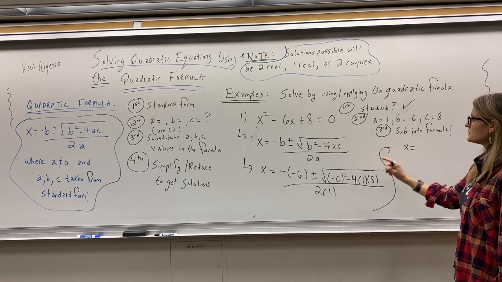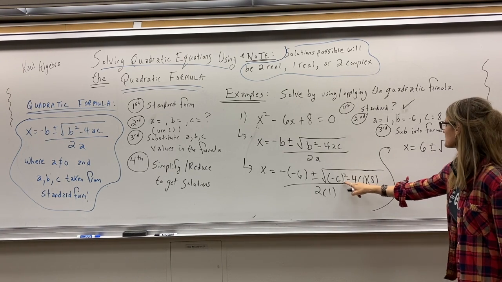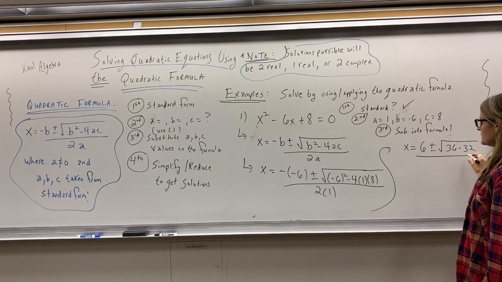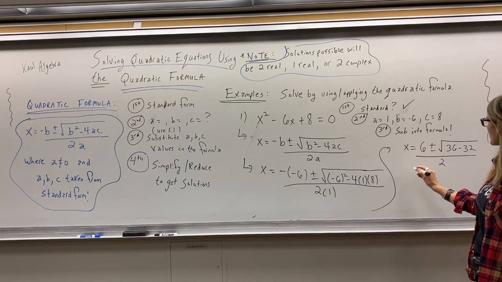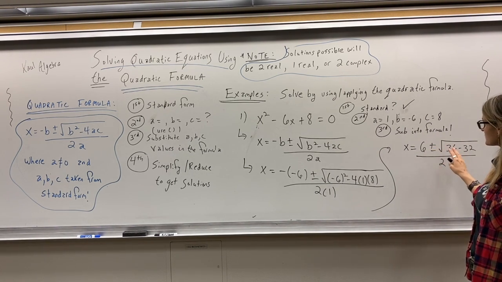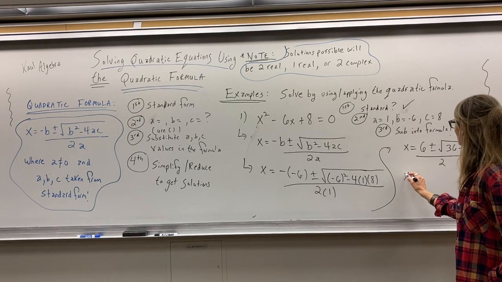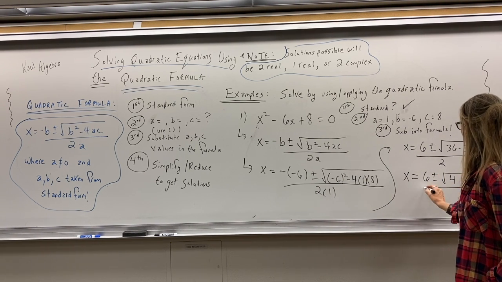We have x equals, that could be simplified to 6 plus or minus the square root of 36 minus 32, over 2. Okay. And I could go a little further with this. I could see that I could simplify this, and then it's a matter of how far can I go in reducing it and applying my rules of radicals as far as simplifying goes. X equals 6 plus or minus the square root of 4 over 2.